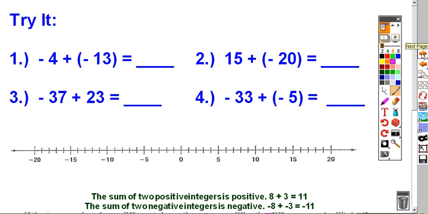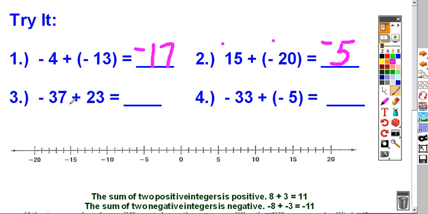I hope that helps. Let's give it a try. Negative 4 plus a negative 13. Those are both negative, so you're going to combine them and have even more negatives, negative 17. 15 plus a negative 20. You've got 20 negatives, you've got 15 positives, so you subtract them and get 5. You have more negatives than you do positives, so it's a negative 5.